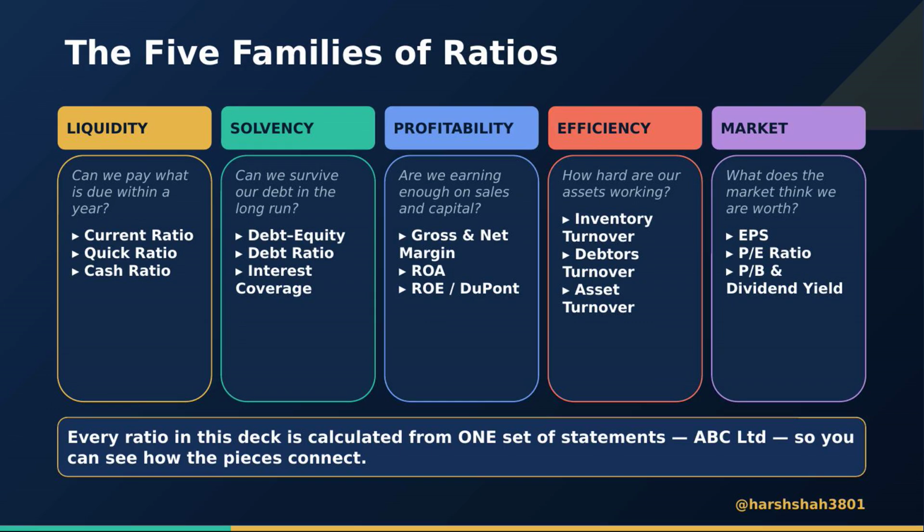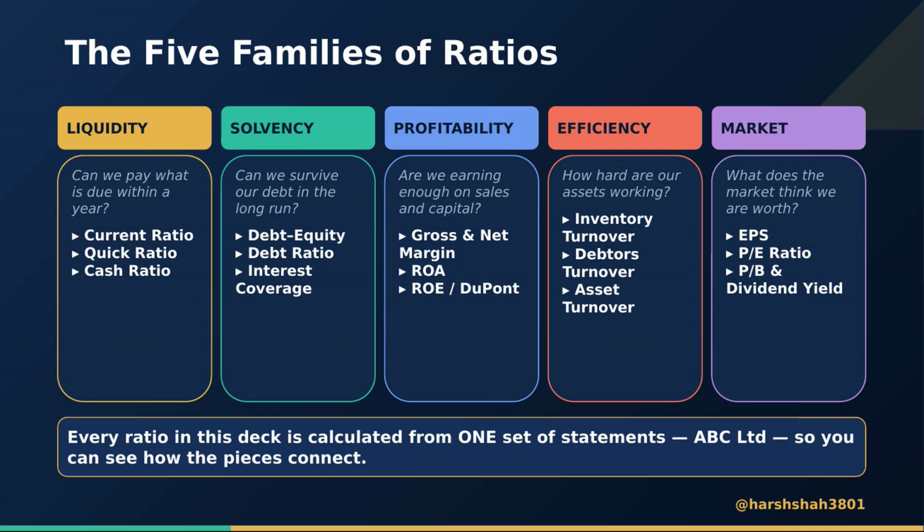Now, there are 5 families of financial ratios, and I want you to really internalize these categories, because everything else we learn today fits into one of them. Liquidity ratios ask, can we pay what's due within a year? Solvency ratios ask, can we survive our debt in the long run? Profitability ratios ask, are we earning enough on sales and capital? Efficiency ratios ask, how hard are our assets working for us? And market ratios ask, what does the market actually think we're worth?